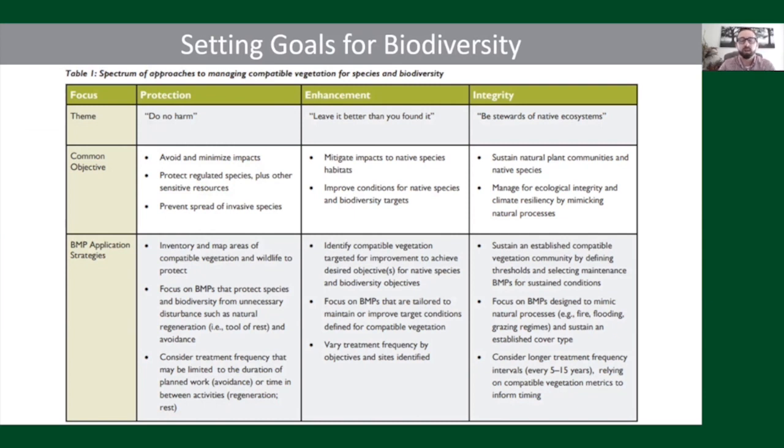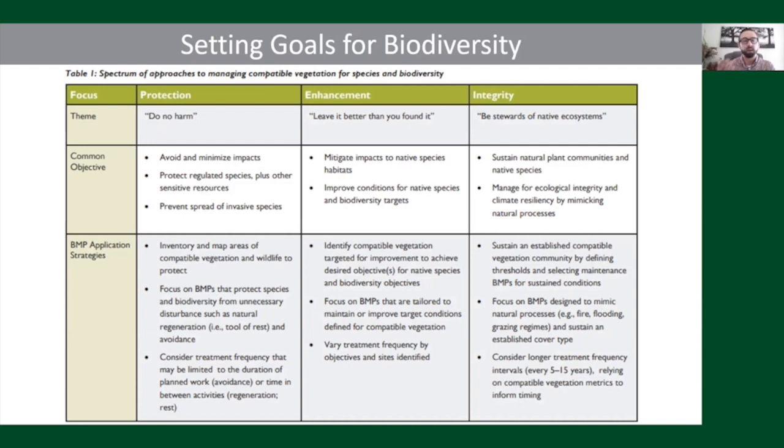One of the key takeaways from these tools are these types of goals: protection-based goals, enhancement, and integrity-based goals. The way that these work, in a nutshell, is that protection-based goals are just trying to not damage or reduce the number of good plants that we have on that right of way or on that land that we're managing. So we don't want to kill or harm any of the plants that we like on that right of way.